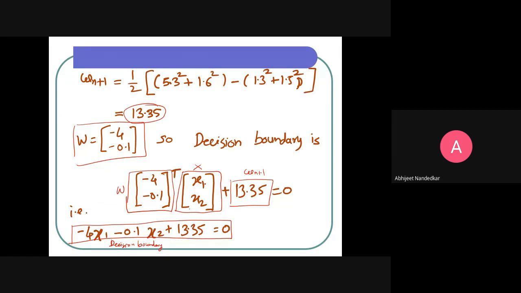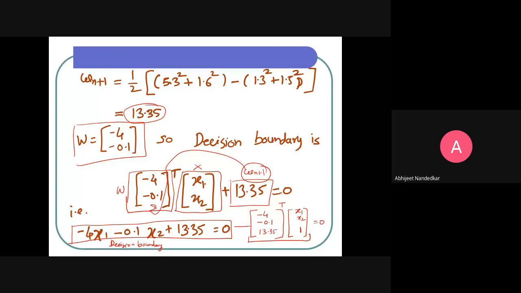Now suppose I want to write the same thing in terms of the augmented weight space. Then we can write this as minus 4, minus 0.1 and 13.35. We have to take the Wn plus 1 and write it over here. So this transpose multiplied by x1, x2 suffixed with 1. That's it. Now if you multiply these two things, again you will land on the same equation. But this is called the augmented weight space representation.